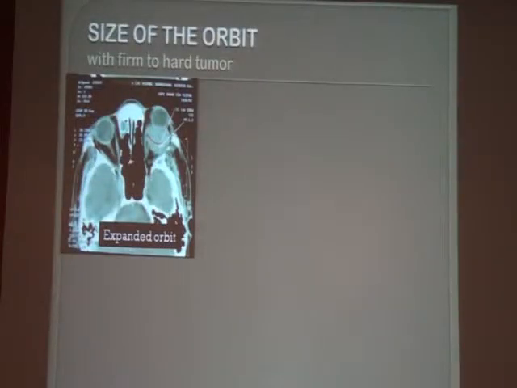Now here is another lesion. Here the size of the orbit matters. Now this is a lesion which is a firm to hard tumor, and it is lying in the retrobulbar space and extending from side to side, medial to lateral, and it is just behind. You can see that the bone, the orbit, is expanded. It's pretty large as compared to the normal side.